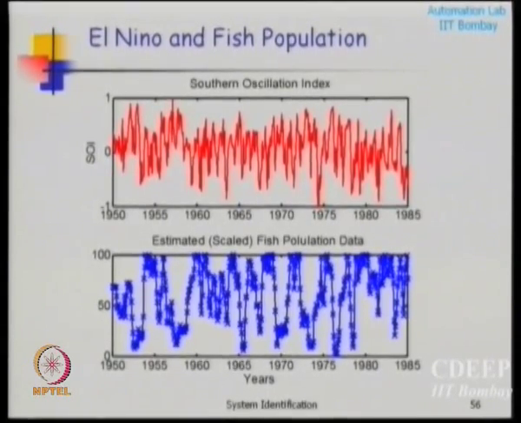Frequency as in the way you define frequency? Per month. Not per second, it will be per month. Yeah, it will be per month.